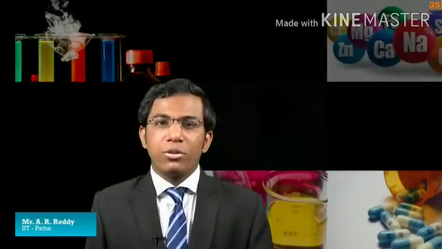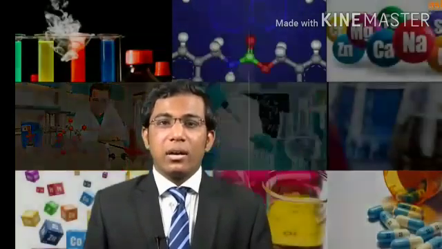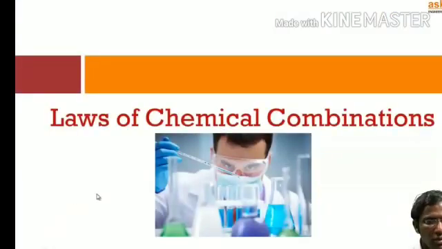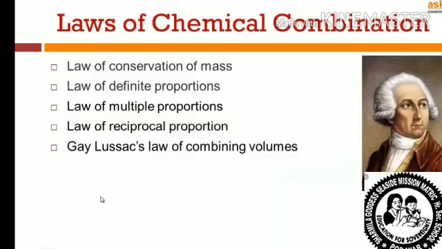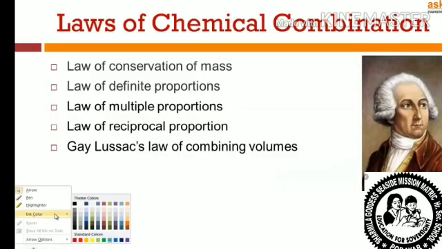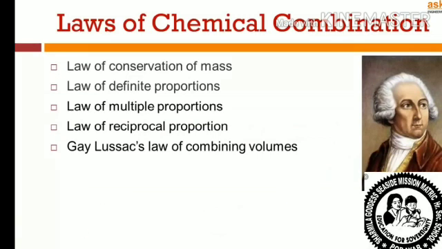Now it's time to learn about the 5 important laws that allow us to understand the way in which chemical species react in chemical reactions. So let's understand the different laws of chemical combination, the laws which govern chemical combinations. So what are all the laws of chemical combination? We have 5 laws of chemical combination.